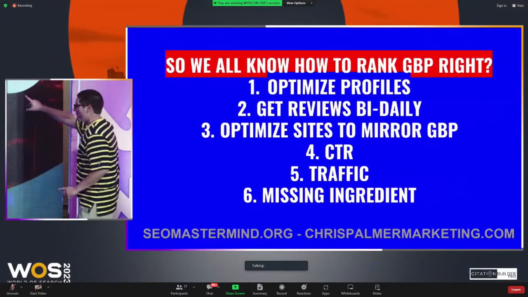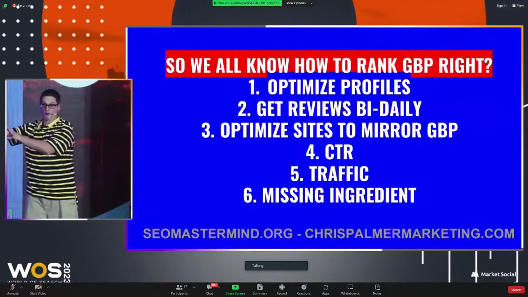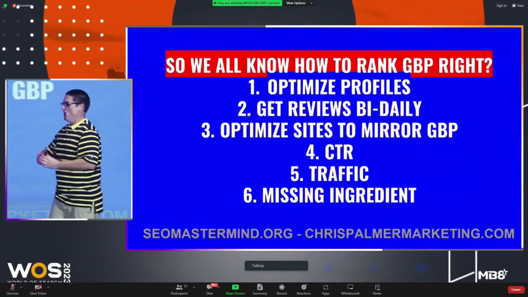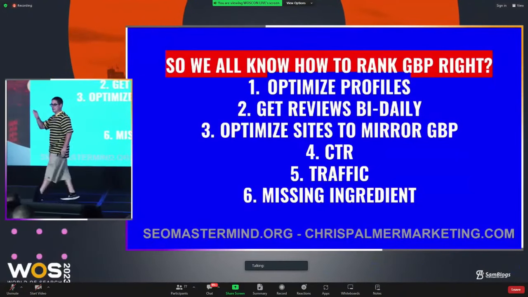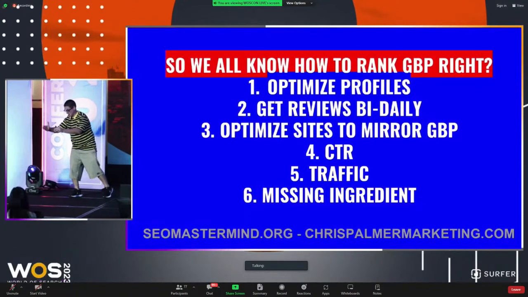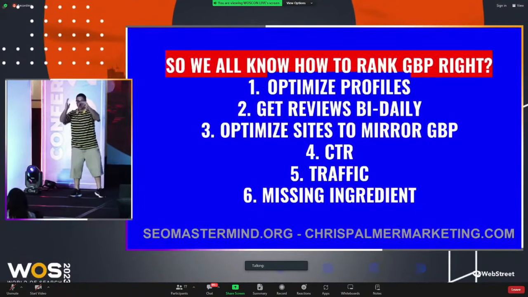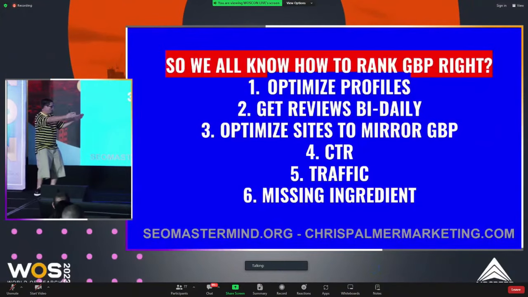You optimize the profile. You optimize your website to mirror the Google Business Profile. And what I mean by that is you don't make up imaginary services or imaginary products and put them in your GBP. It has to match specifically. Like, okay, I offer these services. I'm being transparent with my customers, Google, and with myself. You need to put that. It's mirroring. You mirror it.